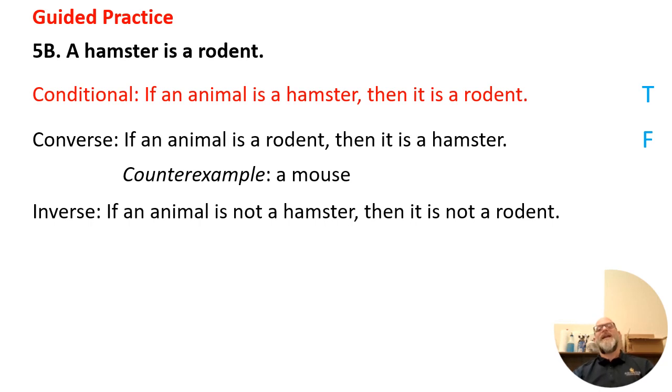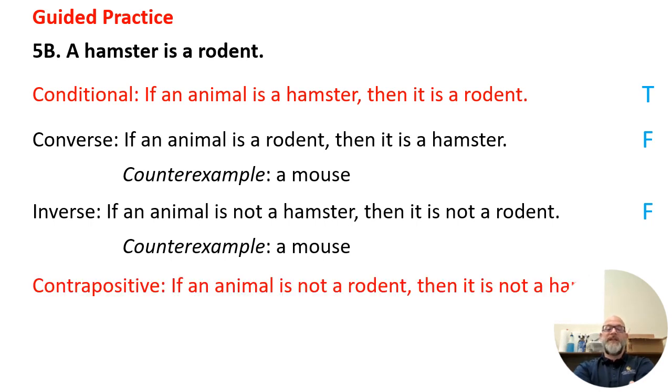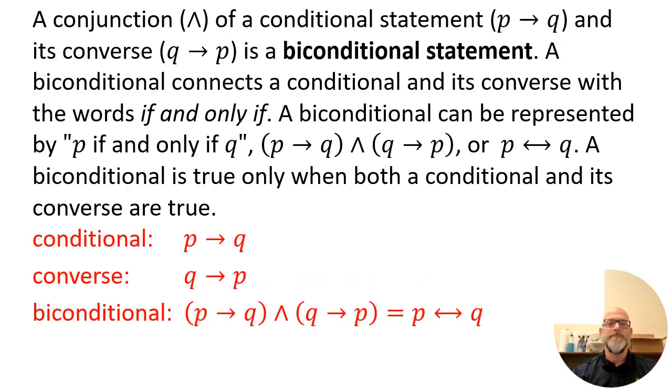Inverse, if an animal is not a hamster, then it is not a rodent. Now, again, the mouse will work as a counterexample, won't it? A mouse is not a hamster, but certainly is a rodent. And finally, contrapositive, if an animal is not a rodent, then it is not a hamster. Well, that's going to be true as well. All right, notice the conditional and the contrapositive, both true. The converse and the inverse, both false. There's a logical equivalence between the conditional and the contrapositive and the converse and inverse.